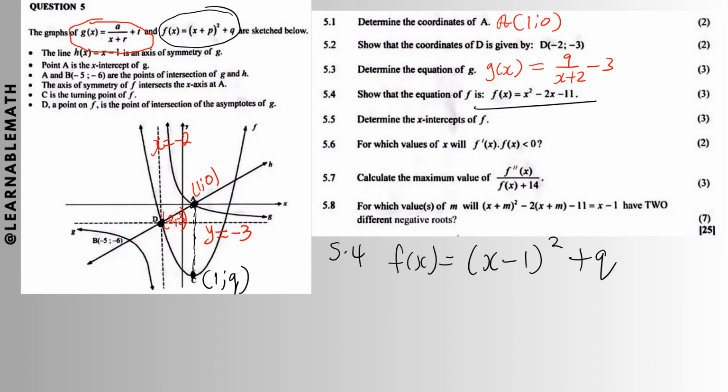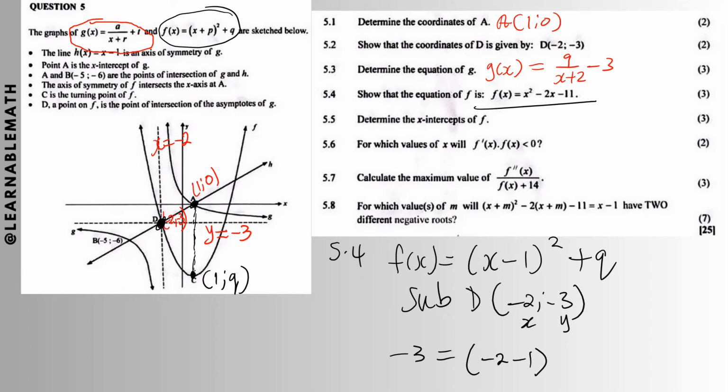Plus q, we don't know q, right? So we can just go on the graph and substitute any point that is on the graph of f. So I can see D, it's also on the graph of f. So I'm just going to substitute point D, which is minus 2 and minus 3. This is x, this is y, and so for q, right? So where there is y, I substitute minus 3. Where there is x, we put minus 2 squared plus q.